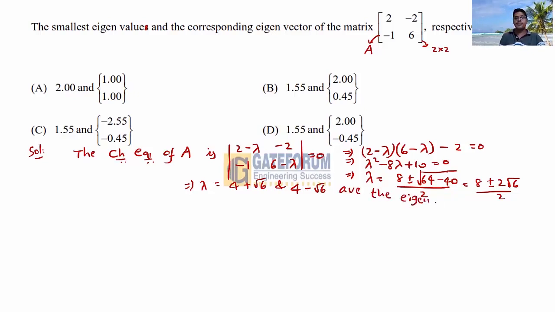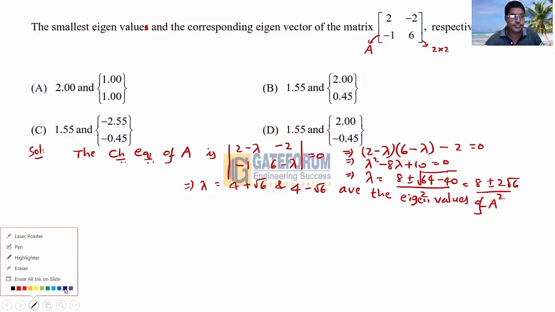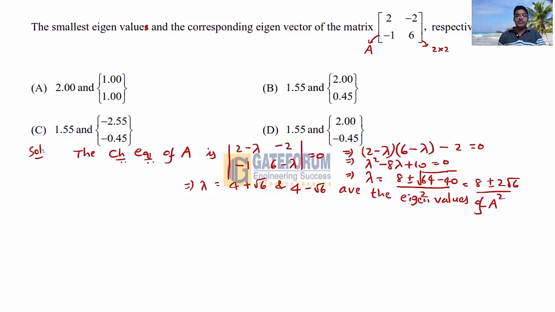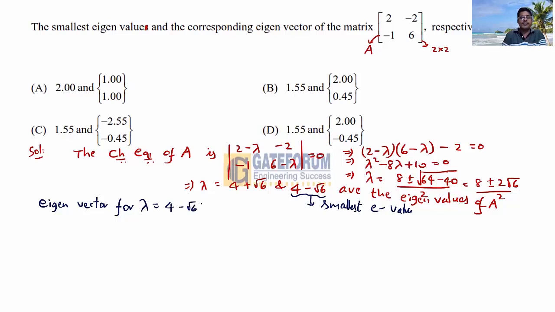These are the eigenvalues of the given 2 by 2 matrix. So the smallest eigenvalue is 4 minus root 6. This is the smallest eigenvalue. Now the procedure for finding the eigenvector for lambda equal to 4 minus root 6. That is a side heading.